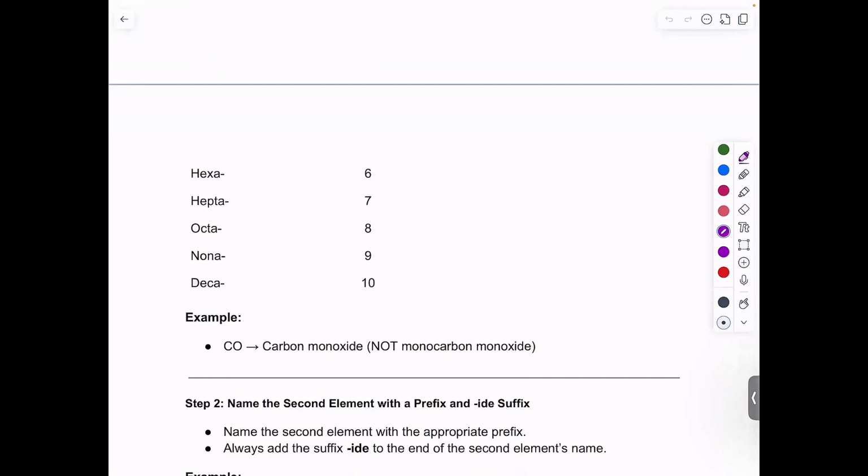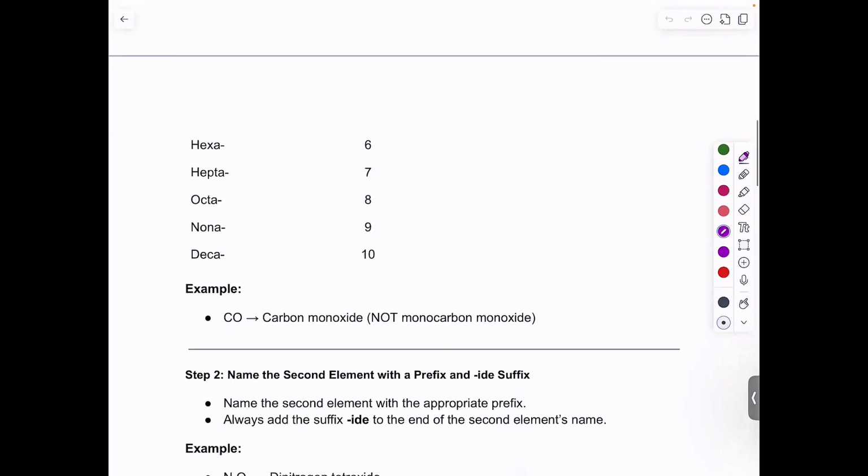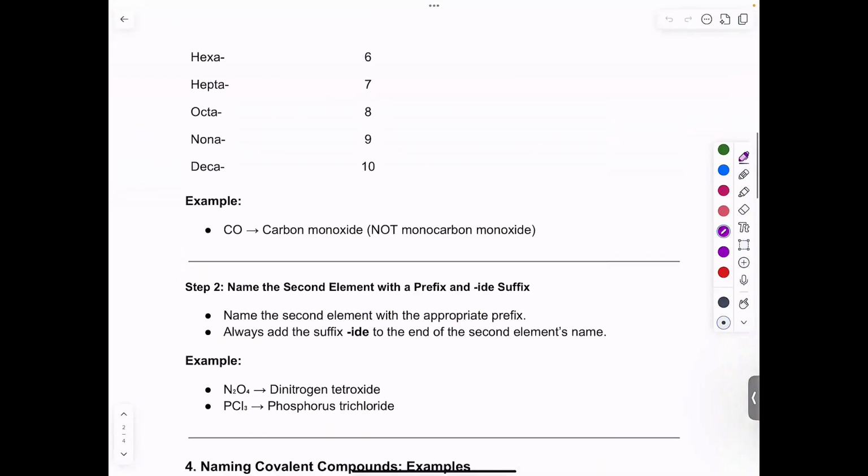We just say carbon monoxide. And most of us know that carbon monoxide is that dangerous gas we don't want in our houses and apartments and things like that. So, oops, sorry about the scrolling there.